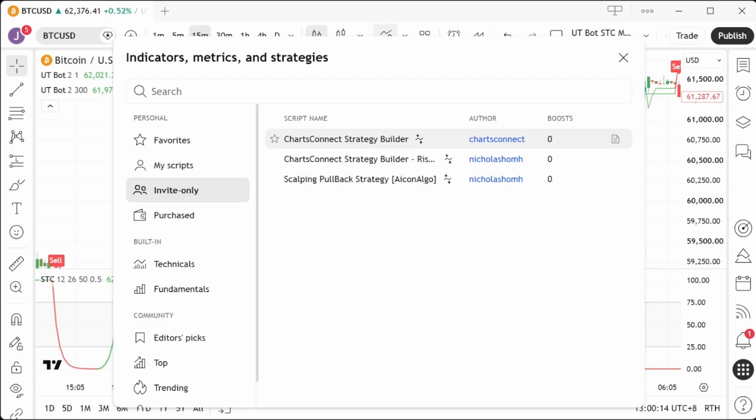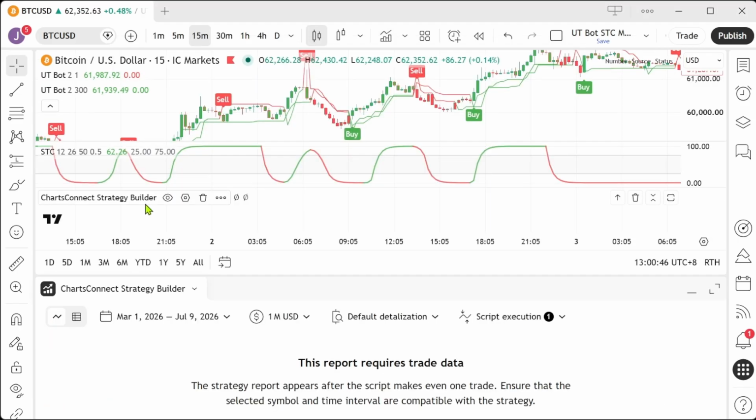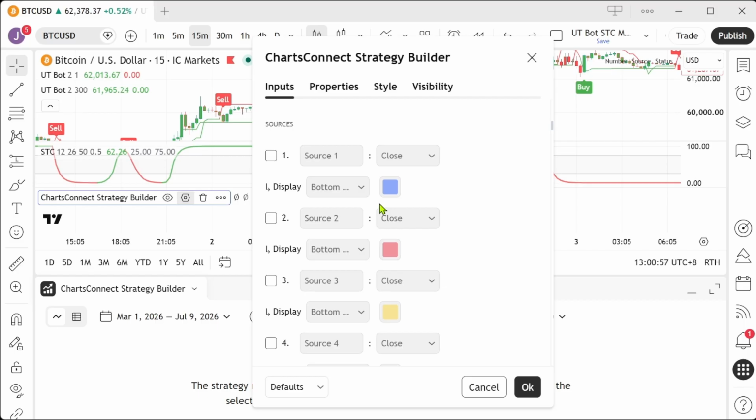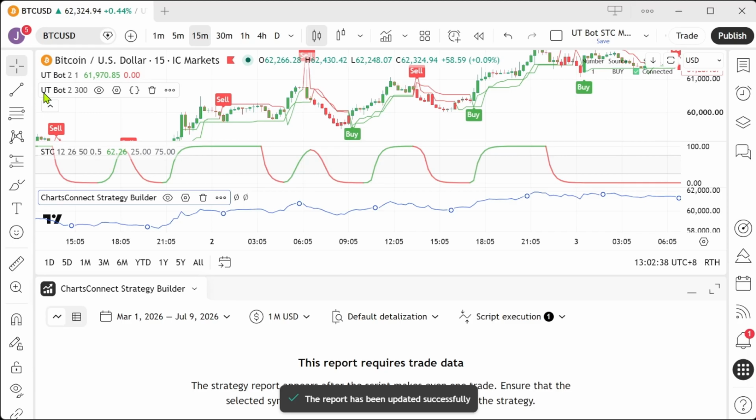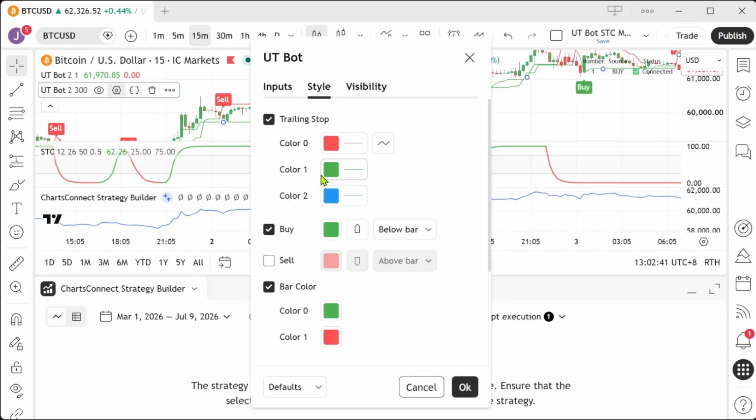Now let's add Strategy Builder to the chart. To build the strategy, we need to add sources. Sources are simply pieces of information the builder looks at to decide on entries. Here's a detail that trips people up. If you get this backwards, your whole strategy will be inverted. Now let me set it up. Remember, in the second UT Bot, we actually unchecked the sell. So the second UT Bot is actually giving me the buy signal.